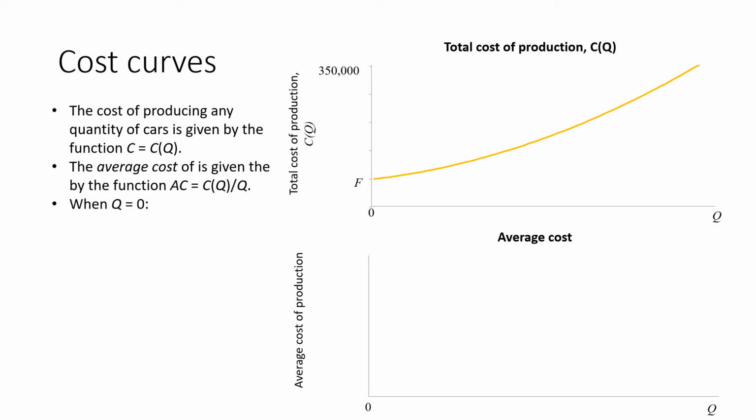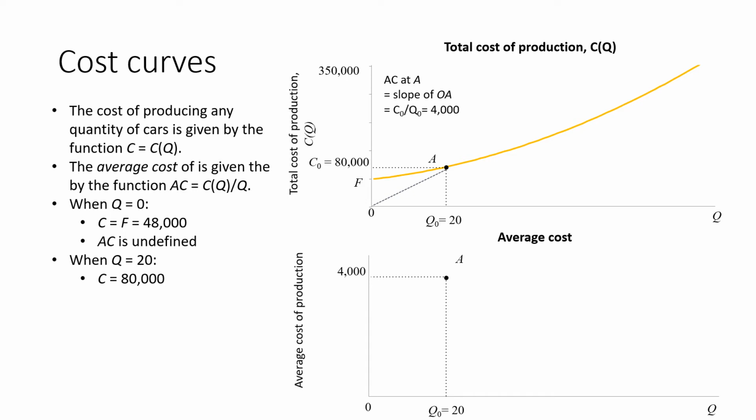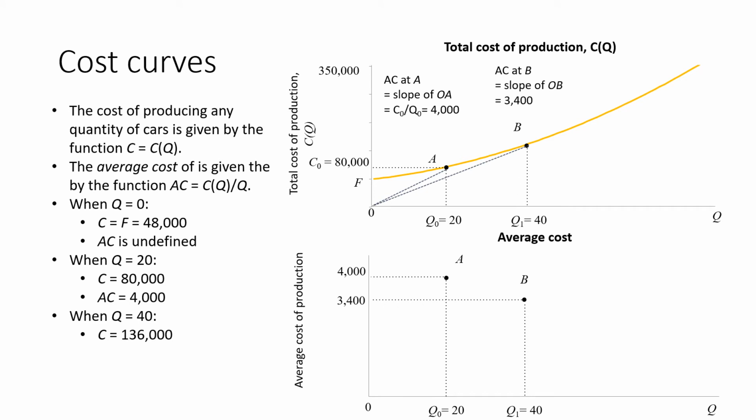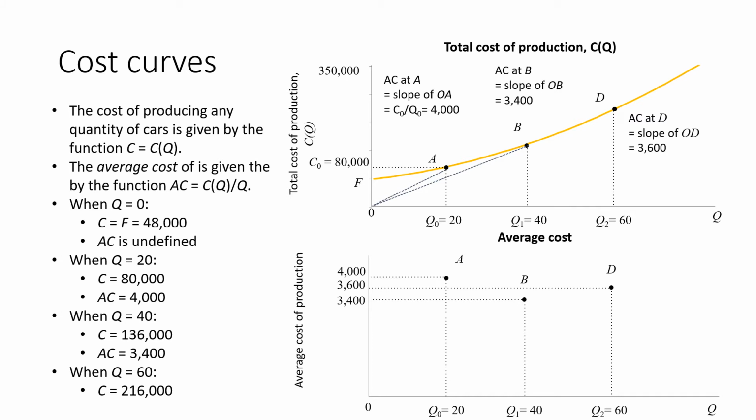When Q is 0, we cannot find the average cost, but the cost is still $48,000, which is the fixed cost. When Q is 20, cost is $80,000 and AC is $4,000. When Q is 40, cost is $136,000 and average cost is $3,400. When Q is 60, cost is $216,000 and average cost is $3,600. The points A, B, and D in the lower part show the average costs for 20, 40, and 60 quantities respectively.